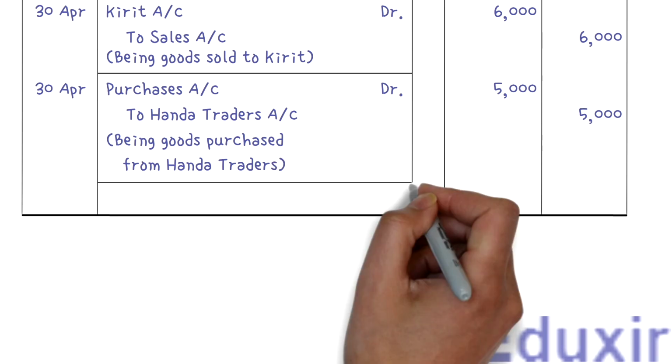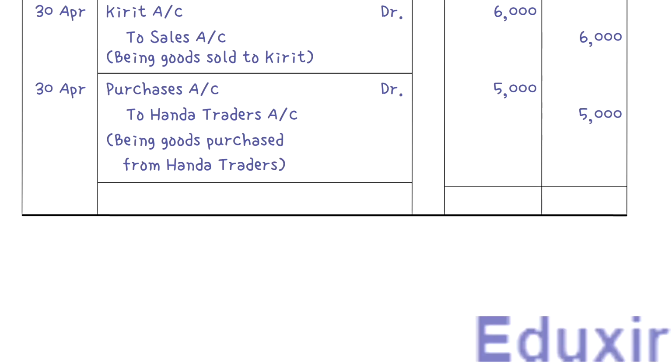Let us now draw a line to mark the completion of generalizing of this transaction. With that, we have completed the generalizing of this transaction. In fact, we have completed the generalizing of all the transactions. Let us now find the totals.